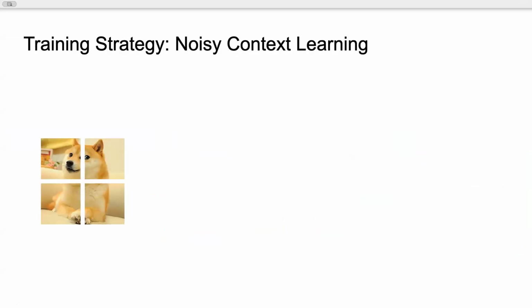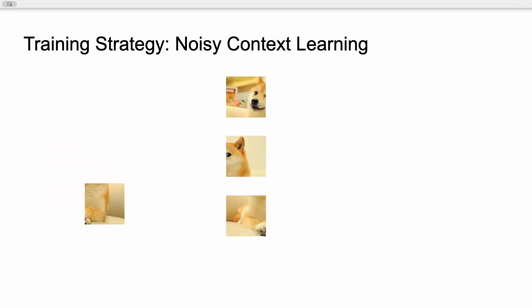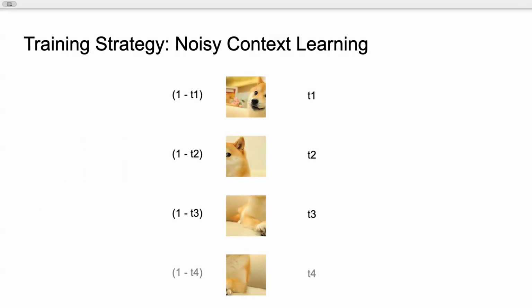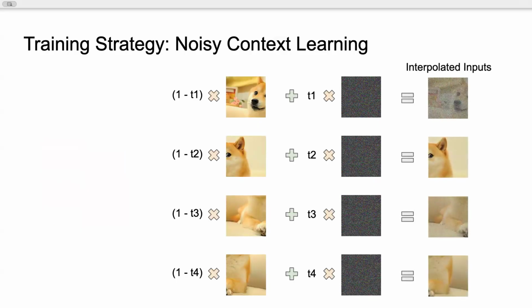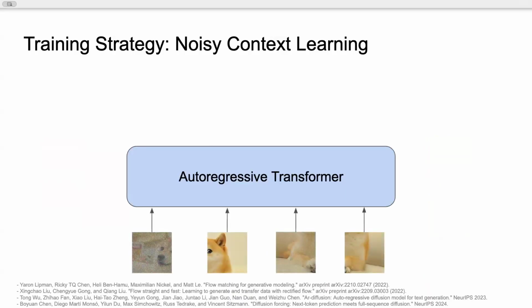Let me illustrate the process. Given an image, we partition it into 2x2 cells. For these 4 cells, we randomly sample 4 time steps, and we also sample 4 Gaussian noises. Then we compute the interpolated inputs as in traditional flow matching. Nothing new, and this could probably be the only equation I will share with you today. Basically, we add some noise to all the cells, put all the noisy cells as input to the autoregressive transformer, and then estimate the velocity of the current cell.